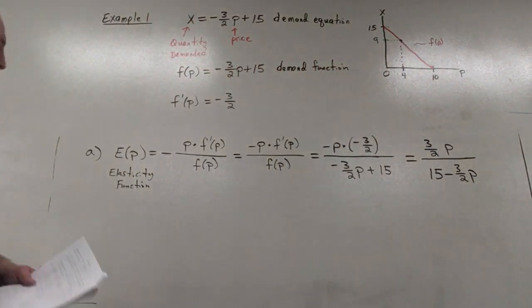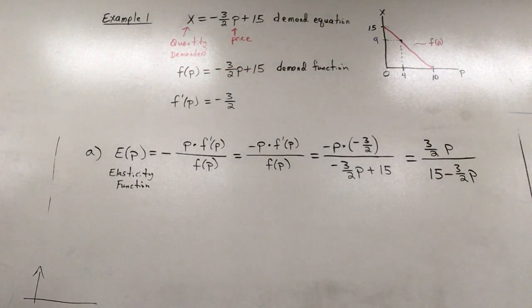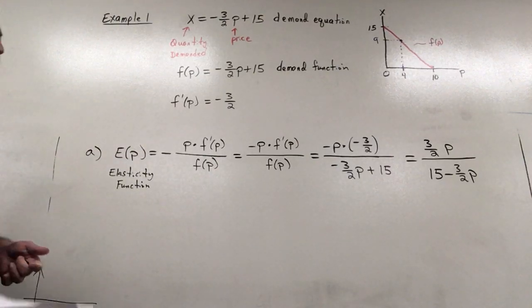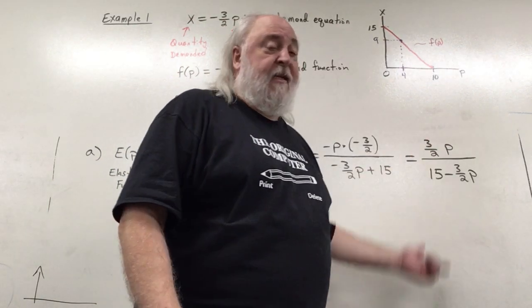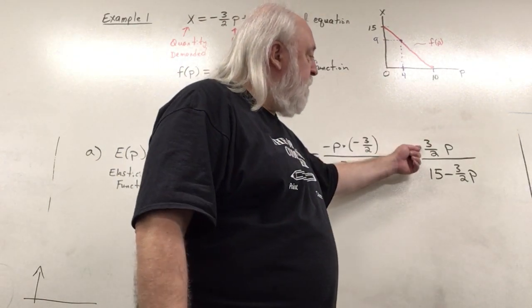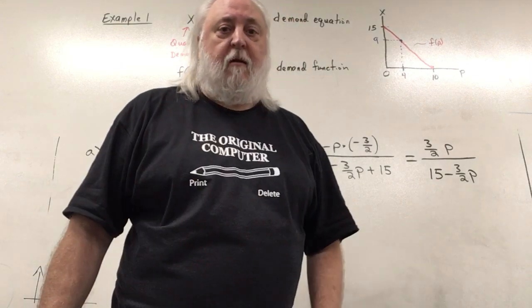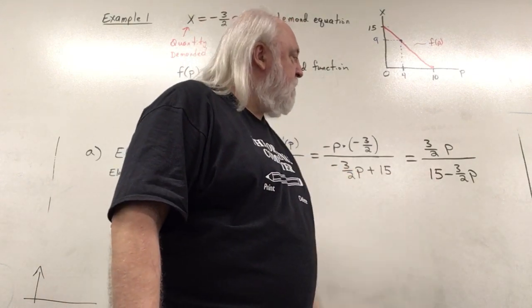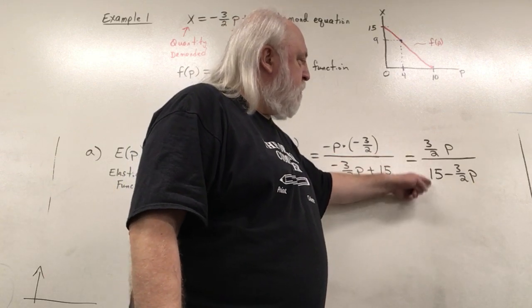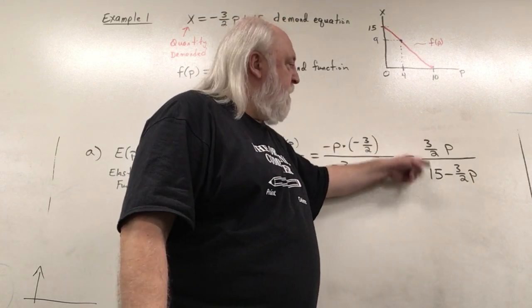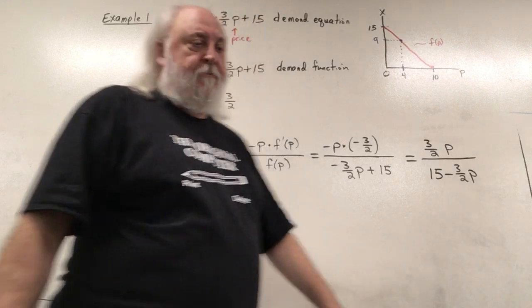Now you're instructed in part A, in finding E of p, to simplify any complex fractions. And a complex fraction is a fraction that contains fractions. So we have a fraction in the numerator, we have a fraction in the denominator. So we've got to clear those fractions in the numerator and denominator. And to do that, we're going to multiply top and bottom of this big fraction by 2.